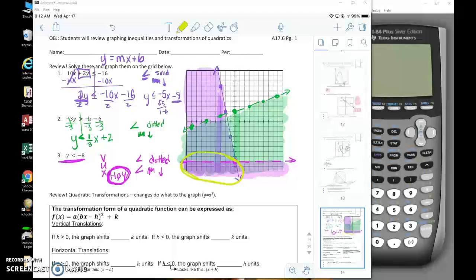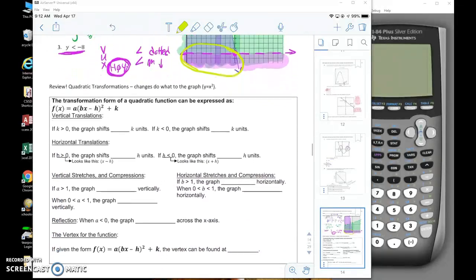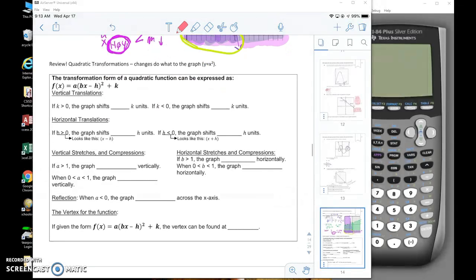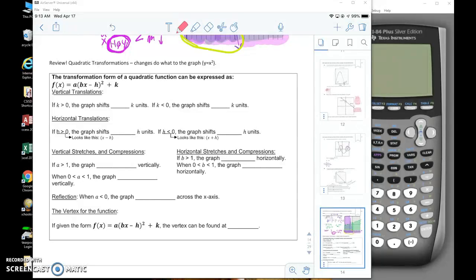Okay, let's talk quickly about quadratic transformations. This should be a little fresher on your mind because it hasn't been as long since we've done this. Transformation form for a quadratic equation or quadratic function can be expressed like this: f(x) or y is equal to a times (bx minus h) squared plus k. Remember, this squared is what makes it a parabola, makes it a quadratic function.